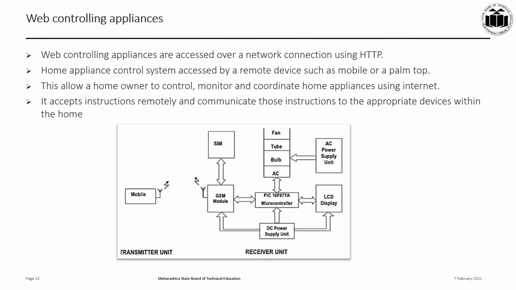Seventh component of smart home is web controlling appliances. Web controlling appliances are accessed over a network connection using Hypertext Transfer Protocol, that is the HTTP. Home appliance control system is accessed by a remote device such as mobile or palmtop. This allows a homeowner to control, monitor and coordinate the home appliances using internet from anywhere in the world. It accepts the instruction remotely and communicates those instructions to the appropriate device within the home to monitor and control.